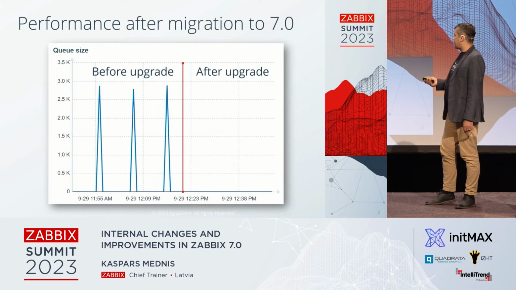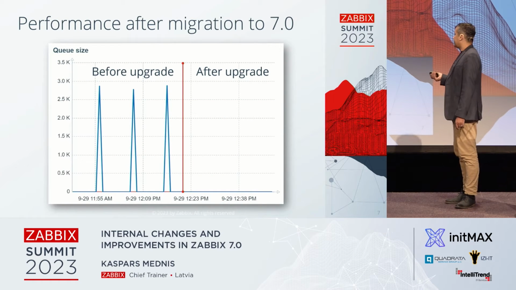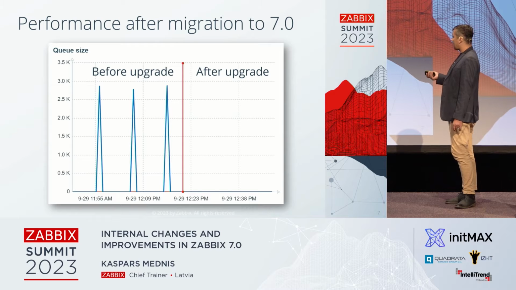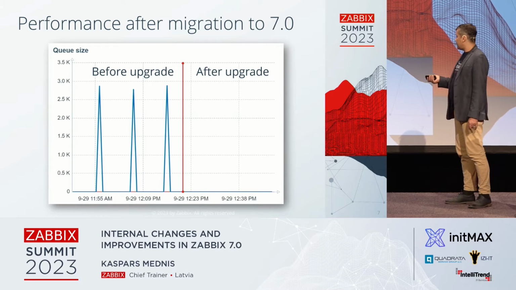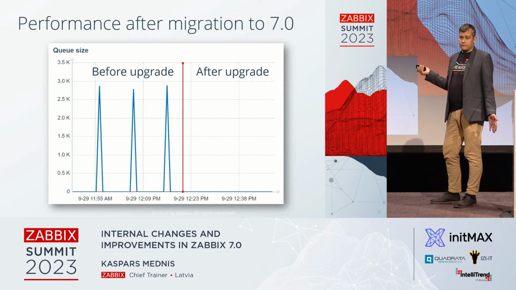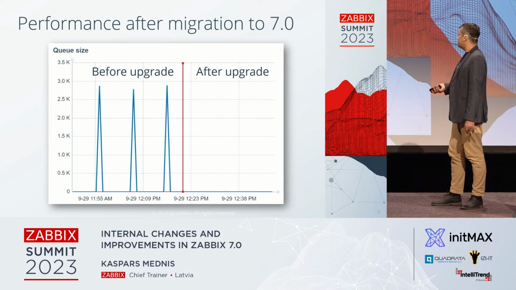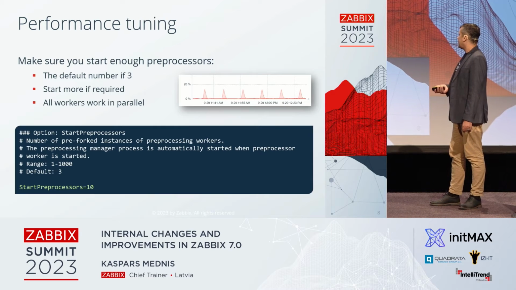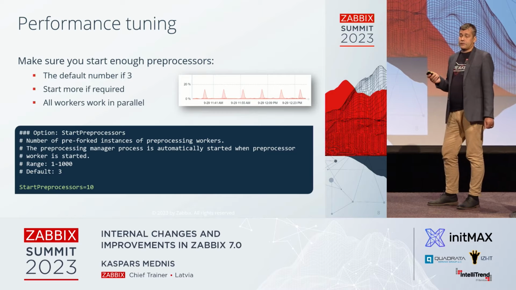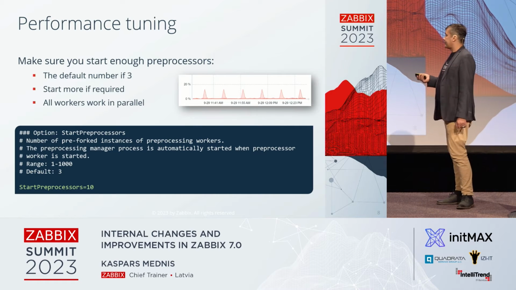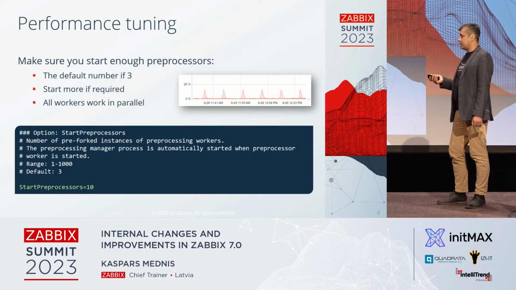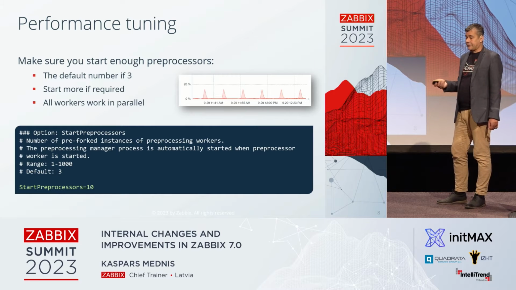So just by performing an upgrade, this is the same instance, before upgrade and after upgrade. You can see, no queue. Everything works just flawlessly. And the last thing, don't forget, you still need some tuning. The preprocessors are still busy, so you may need more than the default 3. You may need to increase.